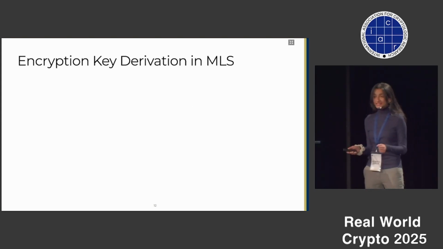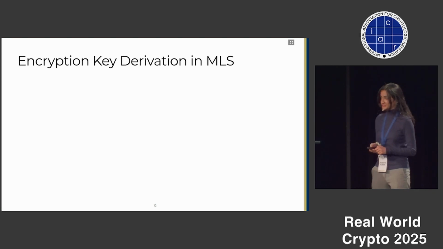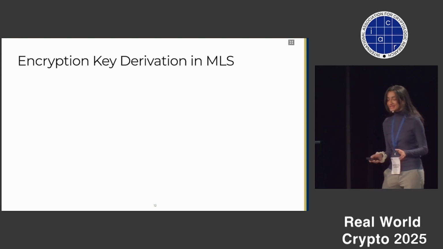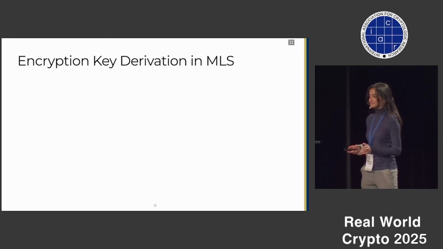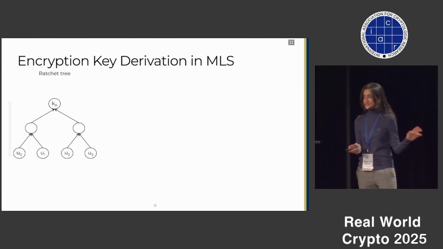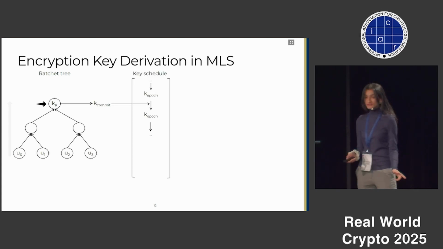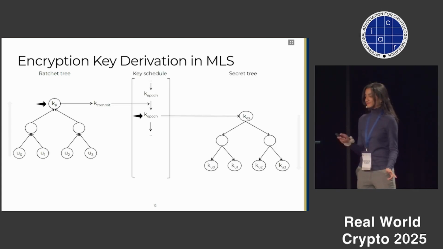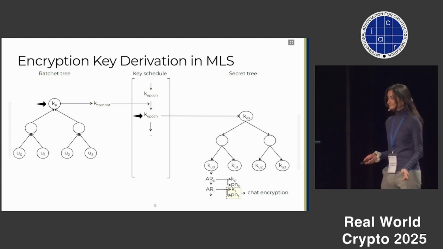MLS uses a really big data structure to derive encryption keys to ensure that each message sent in the group is encrypted using a fresh symmetric key. Members' public keys are used to derive the secret key. Then that key is used to derive a whole bunch of other keys. And then that key is used to derive another bunch of keys, eventually deriving the encryption keys.